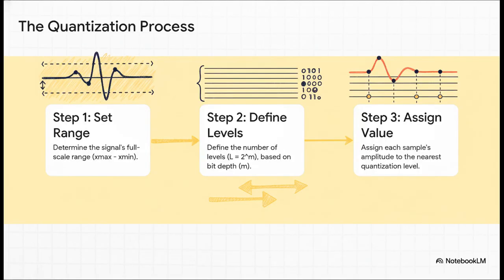And the process is really systematic. First, you figure out the maximum and minimum range of your signal. Second, you decide how many levels you're going to have based on the number of bits you're using. So for example, 8 bits gives you 2 to the power of 8, which is 256 levels. And finally, you just take each sample and assign it to whichever level is closest.